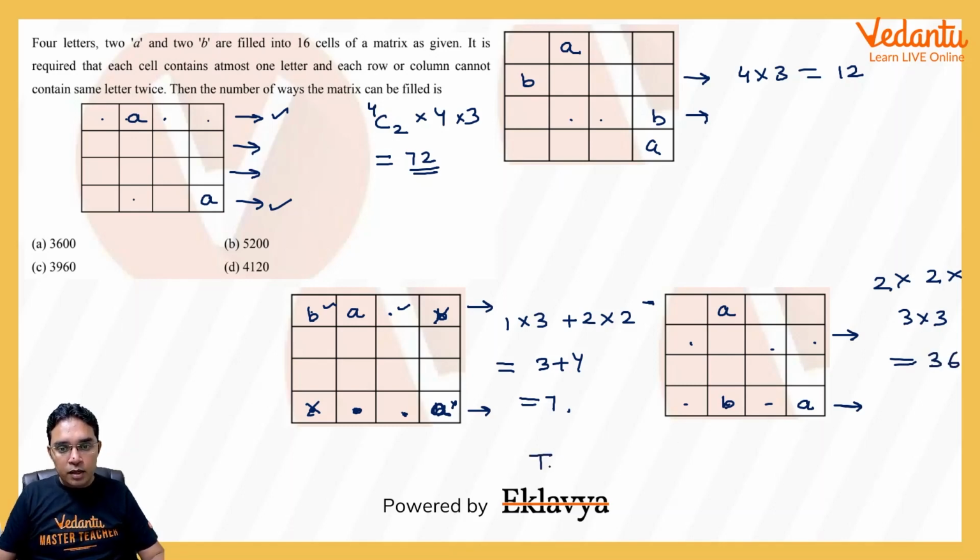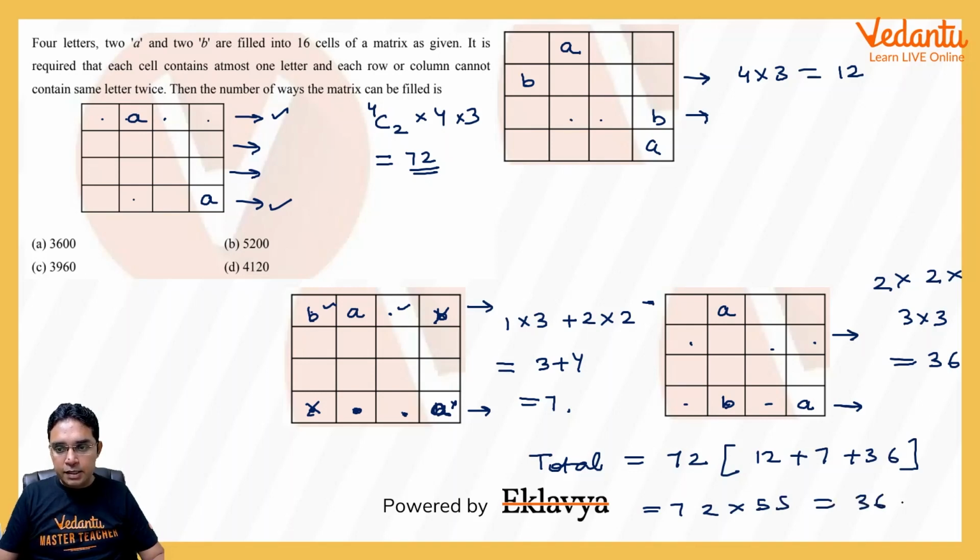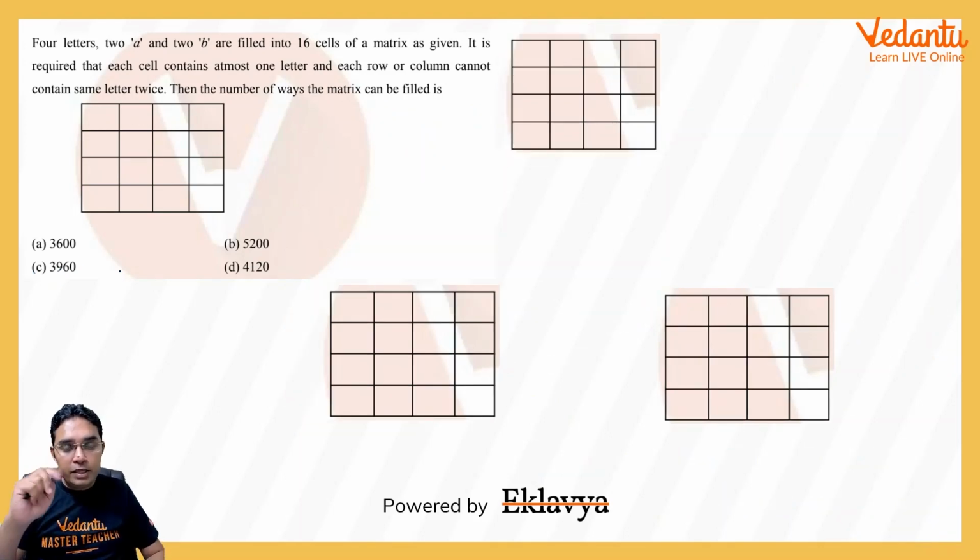So what will be the total number of ways? Total will be 72 first for placing A, and for every such filling of A, I think we will have either 12 or 7 or 36. So this becomes 72 into 19 plus 36, which is I think 55. So this becomes 36 into 110, and you can check it becomes 6 here and 390 here. So 3960 will be the answer. So that is one method. I'll tell you one more method, please see.